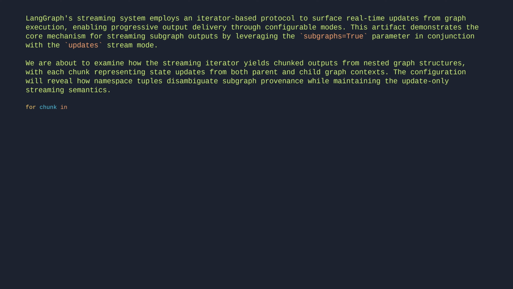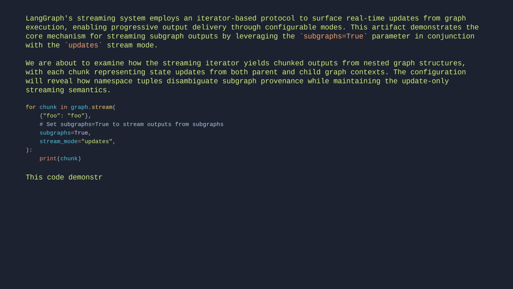For chunk in graph.stream: # Set subgraphs equals true to stream outputs from subgraphs. subgraphs equals true, stream mode equals updates. Print chunk.